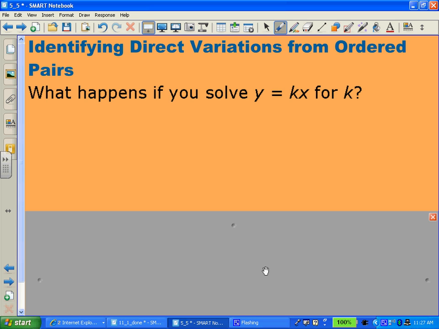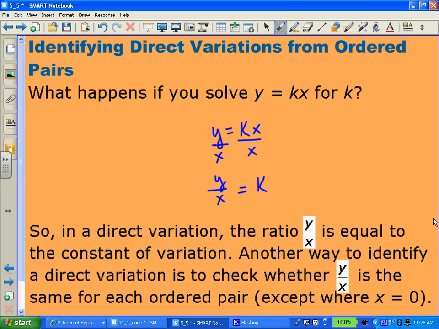Now the next thing is, how do we identify them from ordered pairs? Now, in order to figure this out, we ask the question, what happens if we solve y equals kx for k? Well, in order to do that, I would need to divide by x. And when I do that, I see that k is equal to the ratio of y over x. So what I can do, using that information, the ratio y over x is equal to k, like we just proved up top.